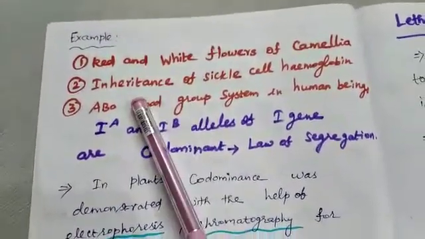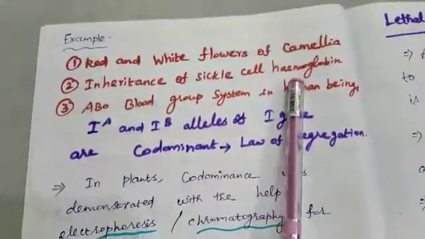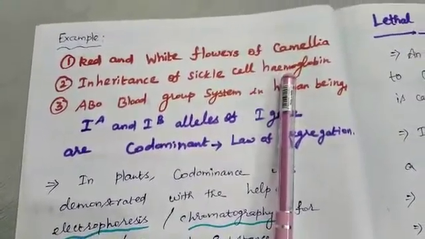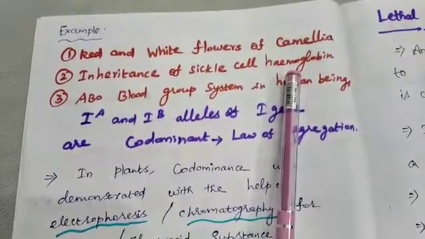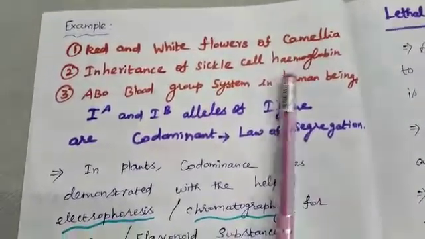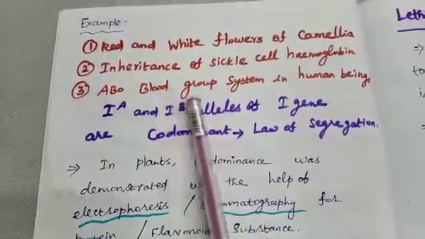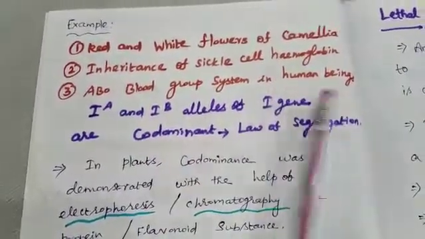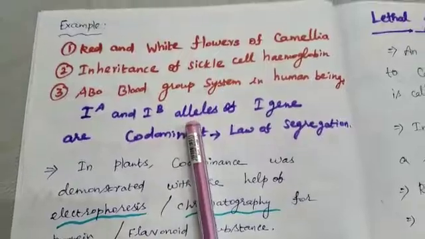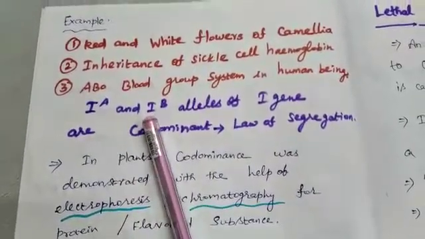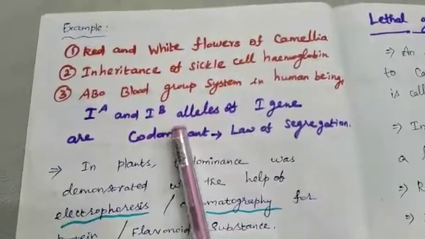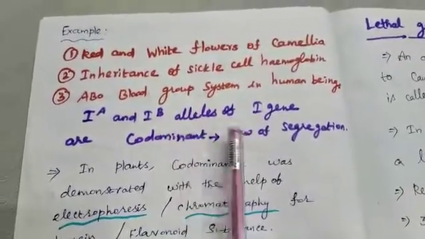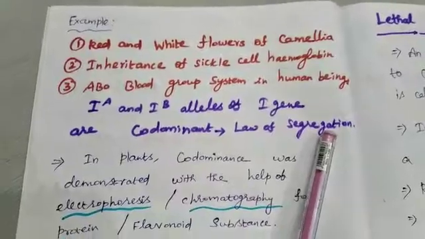Another one is the inheritance of sickle cell hemoglobin. Here also in the F1 generation both the normal and sickle cell hemoglobin are present. And the next one is the ABO blood group system in human beings. Here also both the alleles IA and IB are expressed codominantly in the F1 generation. This is also explained by Mendel's law of segregation.